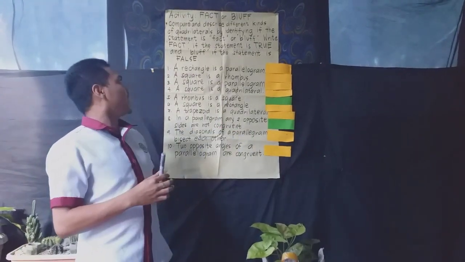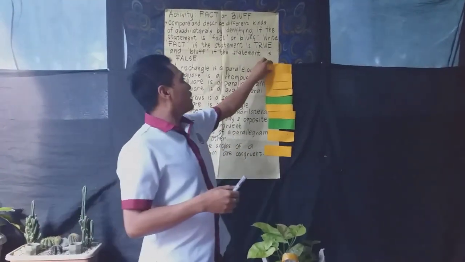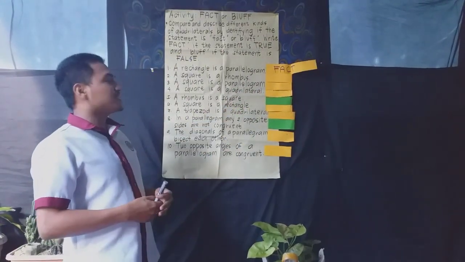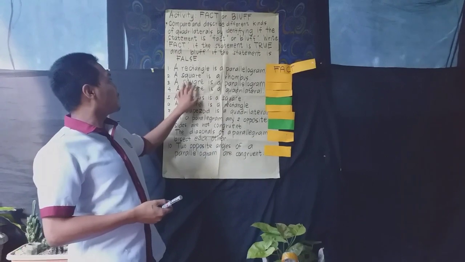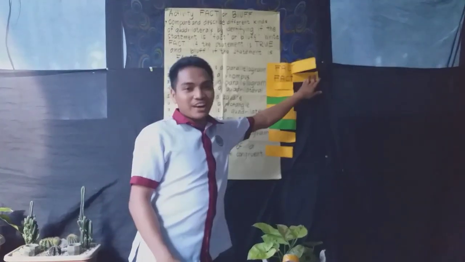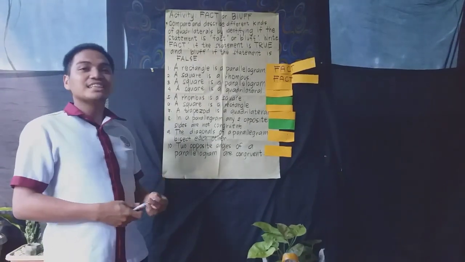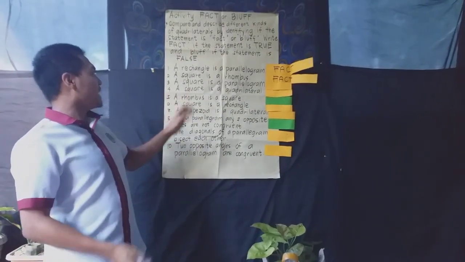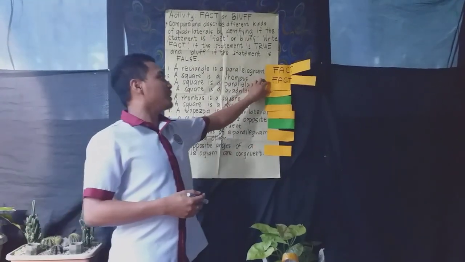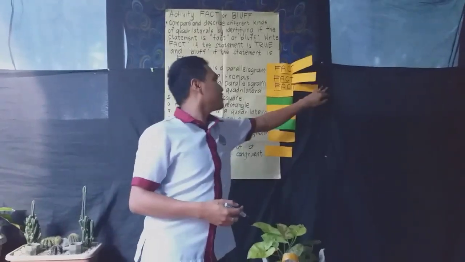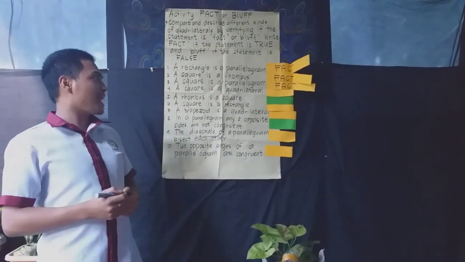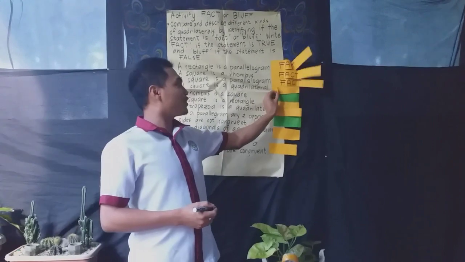For number 1, the correct answer is fact. A rectangle is a parallelogram. For number 2, the correct answer is fact. A square is a rhombus. For number 3, a square is a parallelogram. So, it is also a fact. For number 4, a square is a quadrilateral. So, that is also correct.